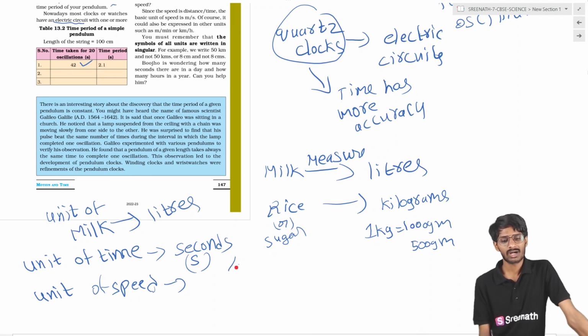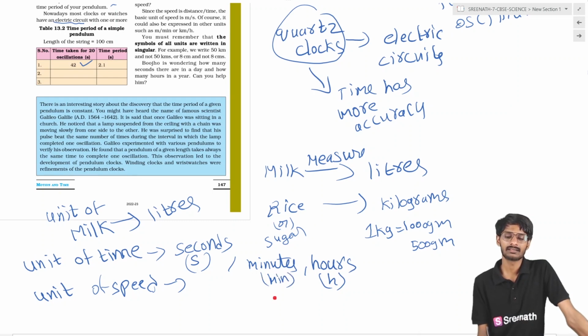So what are the other units? That is minutes and hours. We will represent hours by H and minutes by MIN, like that. Okay, shortcut form. So what are other units? Days, months, and years are also units of time.